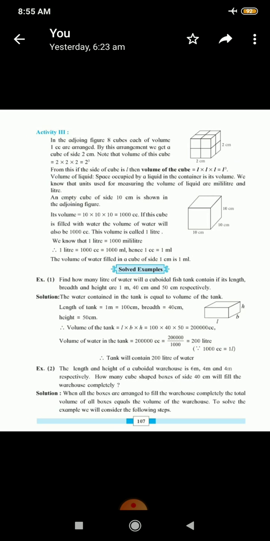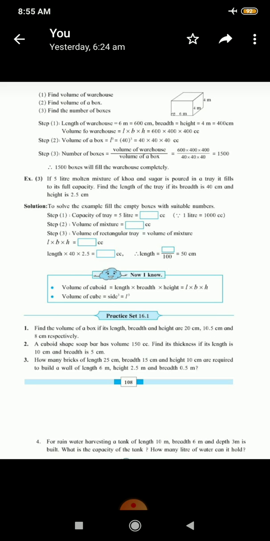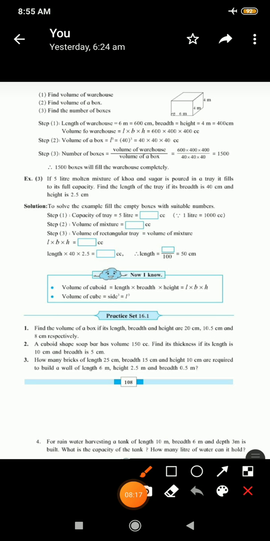So let's go to the next page. I hope you have followed this. Now, first find the volume of the warehouse. Second, find the volume of a box. Next, find the number of boxes. Now, you can see the figure here.